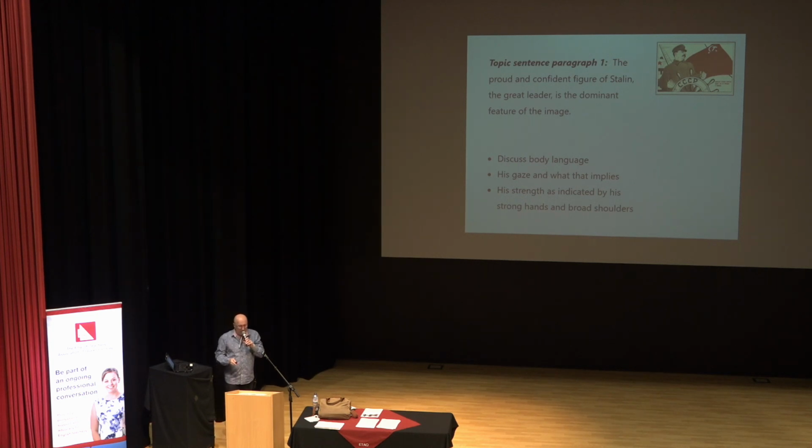So students have to know that in the topic sentence we must have the big idea that's going to be developed in that paragraph. And that's going to be the only idea that they're going to develop in that paragraph. All right, they have to just know some of these rules. And then we do a bit of a breakdown. We're going to discuss body language, we're going to talk about his gaze, his strength, as indicated by his strong hands and his broad shoulders. All right, so we have to do a bit of planning.